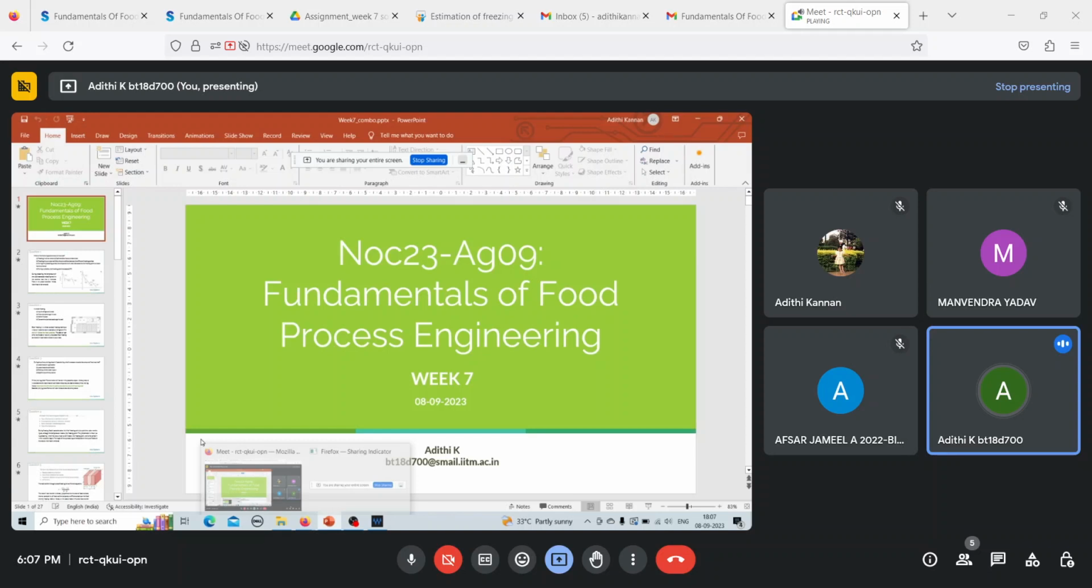Question 18. What are the limitations of Planck's equation for freezing time calculation? A. The density values of the frozen food are difficult to measure. B. Does not account for sensible heat changes. C. Constant thermal conductivity assumed. And D. All of the above. Yeah, the answer is D.